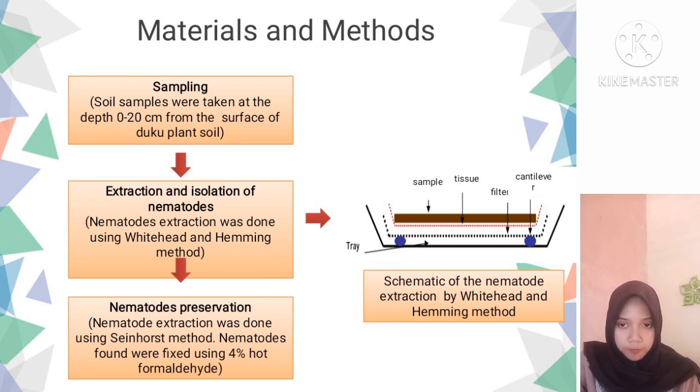Extraction and isolation of nematodes. The method used is the Whitehead and Hemming method. The soil sample is put on top of a sieve layered with tissue paper. The function of the tissue paper is to keep the soil from falling into the tray. Then they are soaked in water, and there is a gap between the bottom of the filter and the bottom of the tray, so that there is space for the nematodes to escape to the bottom of the water.